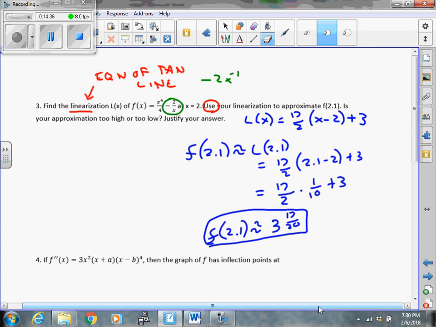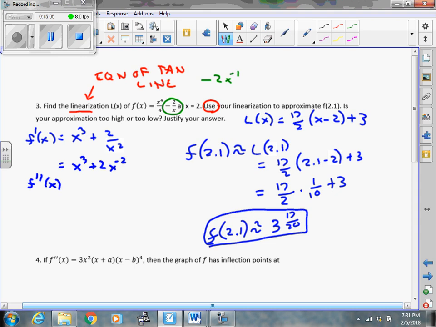So we need concavity, the double derivative. I just got rid of my derivative, so let's rewrite that derivative real quick. The derivative equals x cubed plus 2 over x squared. So let's take the derivative again. Better write it in a better form. There we go. f double prime of x equals 3x squared minus 4 over x cubed.